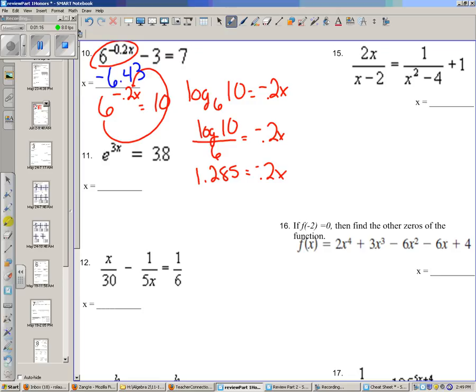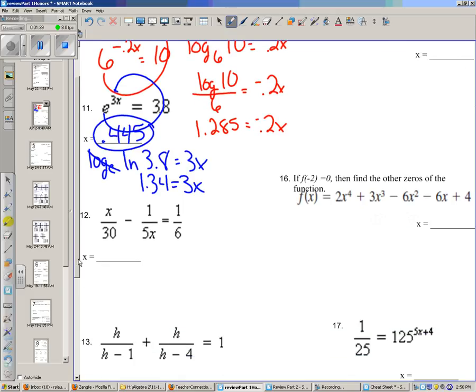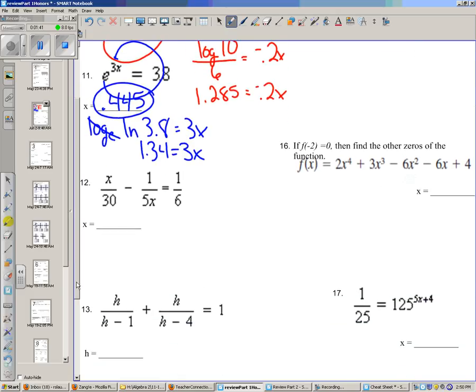Number 11 is also an exponent. I will have to loop it into a log. So look at the loop. It goes log e, which is the same as ln, and then goes to 3.8 equals 3x. The natural log of 3.8 is 1.34. So after that equals 3x, and I divide by 3, I get about 0.445 as my answer.